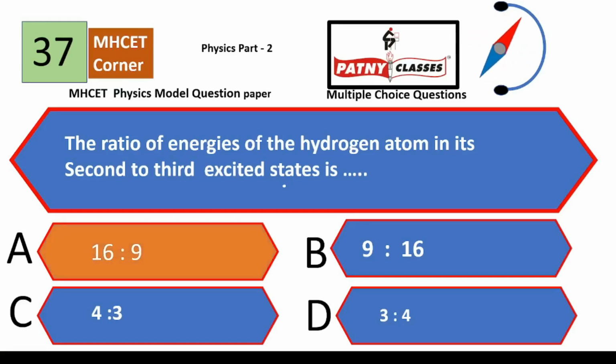Therefore, option A is correct option. So the ratio of energies of hydrogen atom in second to third excited state is 16:9. We lock option A.